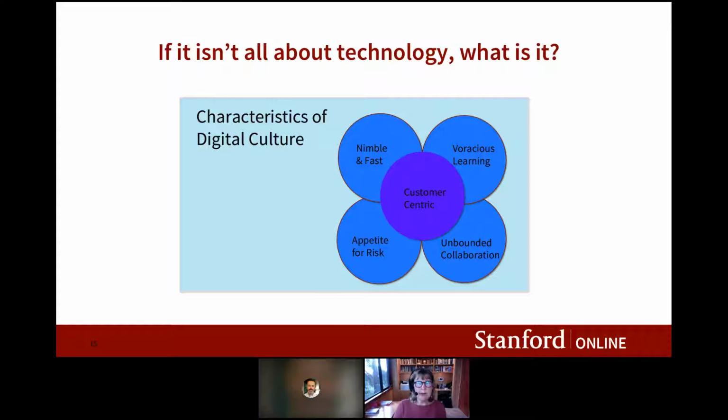Really working together with other people within the organization, but also outside of the bounds of the organization in order to move as swiftly as we need to and bring in the expertise that's required to solve some of these really complex problems. It's also important that the culture be one that has an appetite for risk.